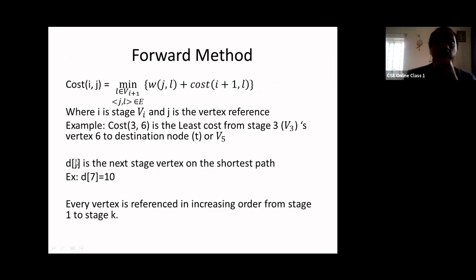To make it much easier, we are also keeping track of which vertex it is connecting to. That is nothing but the value of D. D of J indicates to which vertex it has to connect next. You can also call D a direction, from the 7th vertex, where it has to connect next in the shortest path. So we are keeping track of another array called D, or the direction array.